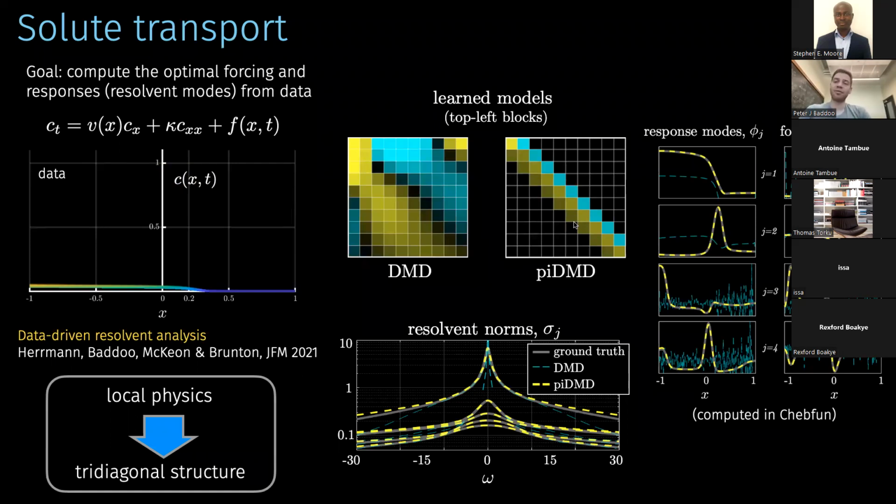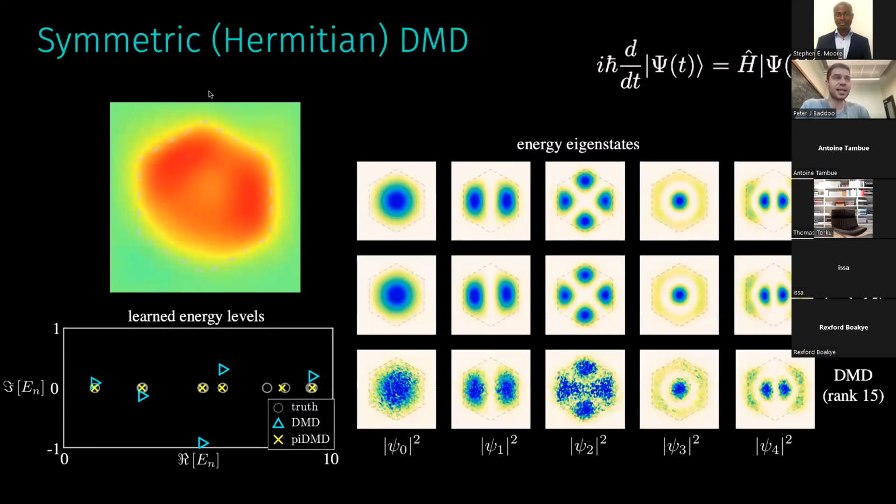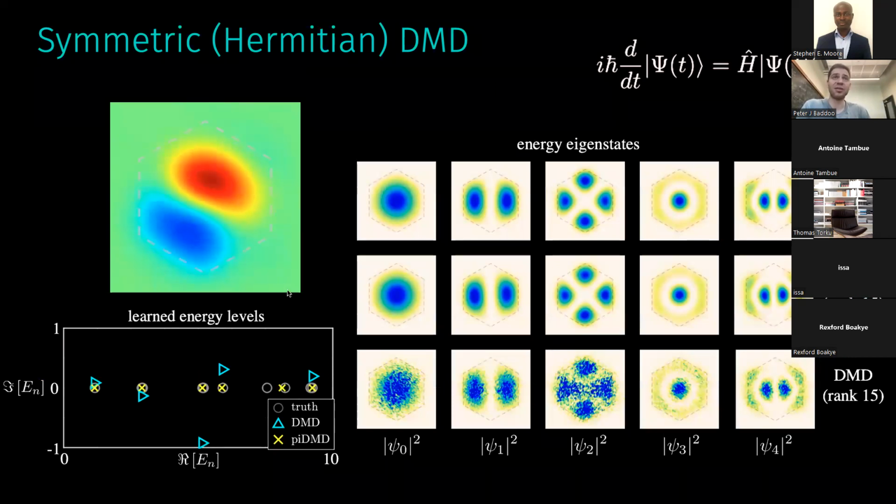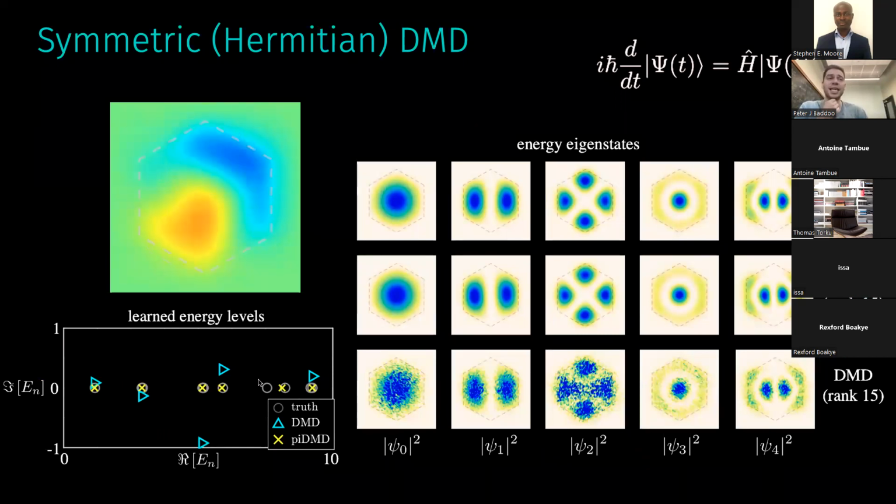And in this case, if we incorporate that constraint, then we're able to learn the modes, in this case the response and forcing modes, with much more accuracy than a standard dynamic mode decomposition. Okay. One last detailed example, which is that DMD can also be applied to quantum mechanics. And when we know that we're studying a Hermitian operator, as arises in quantum mechanics, then we can constrain our model to respect that symmetry and learn much better representations for the eigenvalues from data.